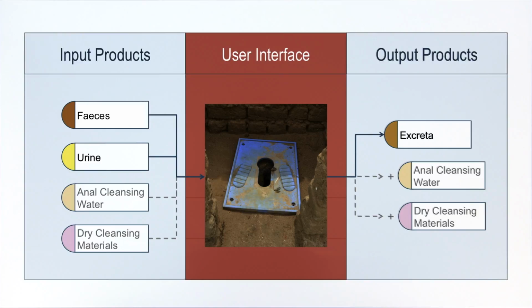When urine and feces are mixed, they are called excreta. This is the principal output product of a dry toilet. Depending on the local context, anal cleansing water and dry cleansing materials may be mixed into it, indicated by the plus. This way of structuring the input and output products of a user interface may seem unnecessarily complex, but when we design a sanitation system, it allows us to select a compatible technology which can follow. In this case, the subsequent technology should be able to deal with excreta as an input product.